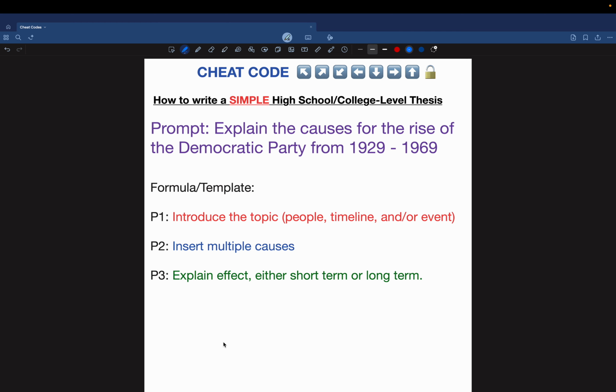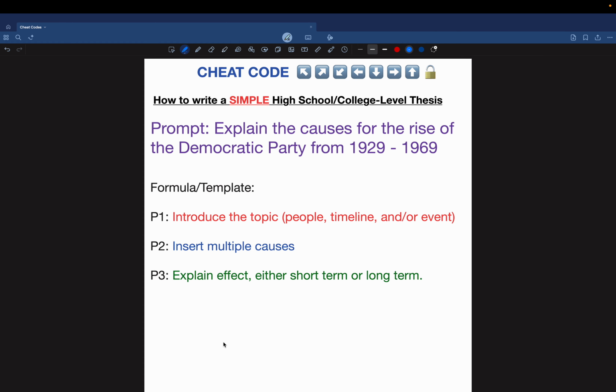If you saw the advanced one, you know I tend to break it down into three parts. So introduce the topic. That could be the people, the timeline, and/or the event. Part 2 is you're going to insert multiple causes, and then part 3 you're going to explain the effect. Either short-term or long-term will work here.